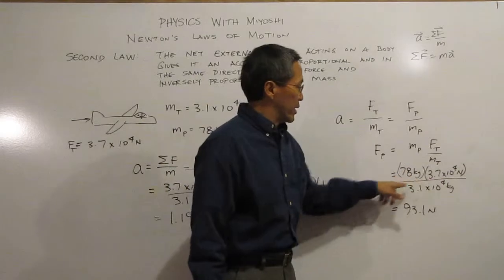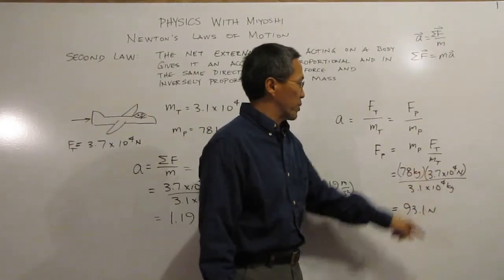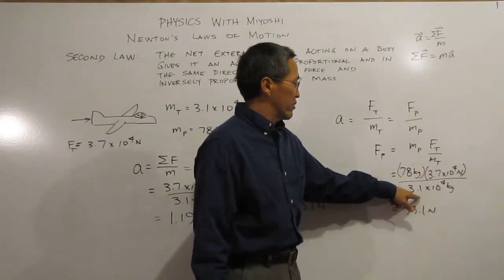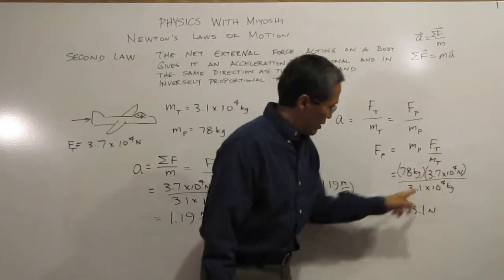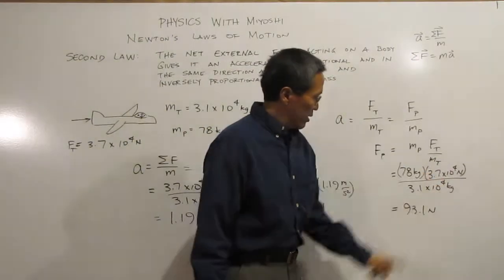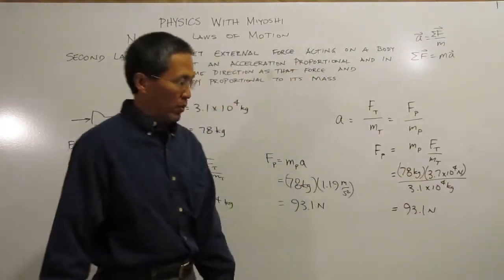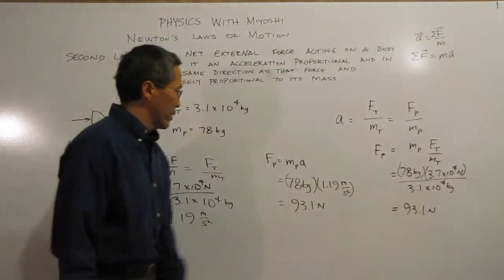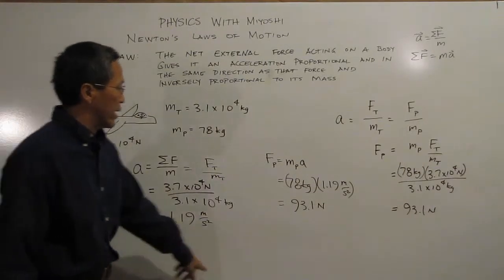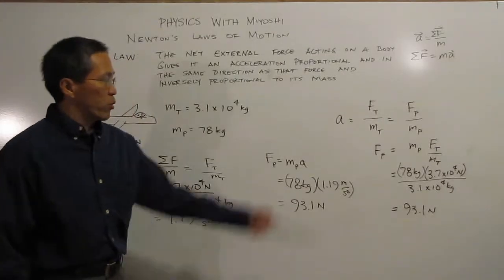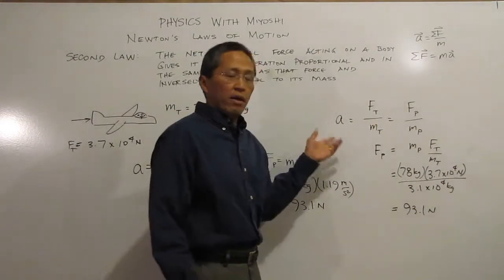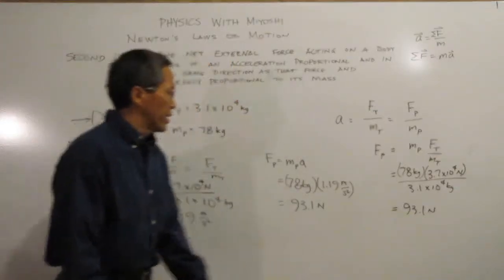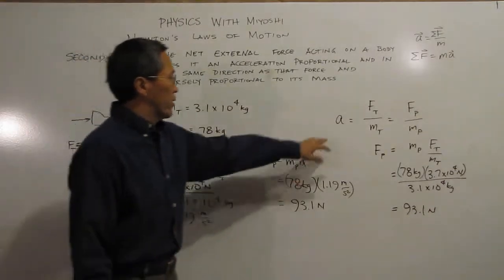Then we can just put this all together: 78 kilograms times 3.7 times 10 to the fourth newtons divided by 3.1 times 10 to the fourth kilograms. The kilograms divide out, and we're left with 93.1 newtons, which is exactly the same, because it's the same calculation as before with one little step less. But this is an application of proportions in math, and you can see that because we do have the same acceleration.